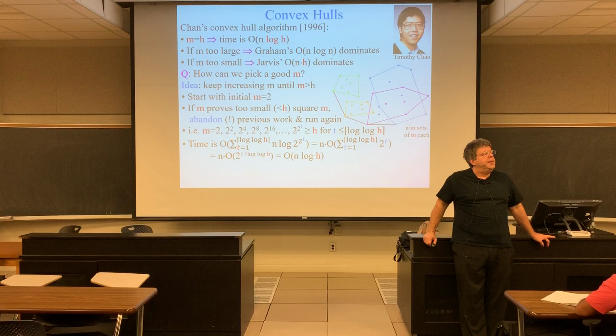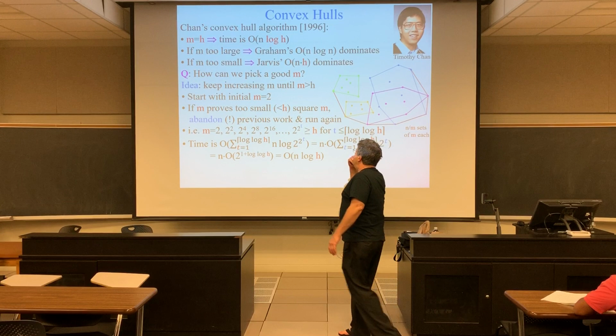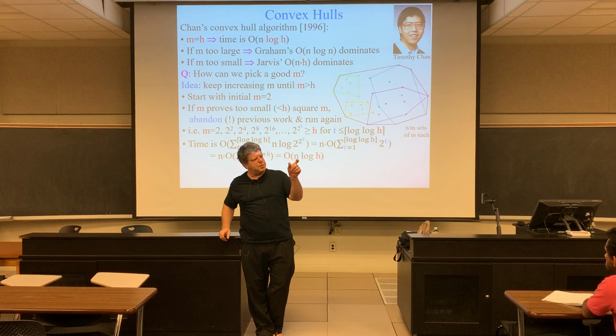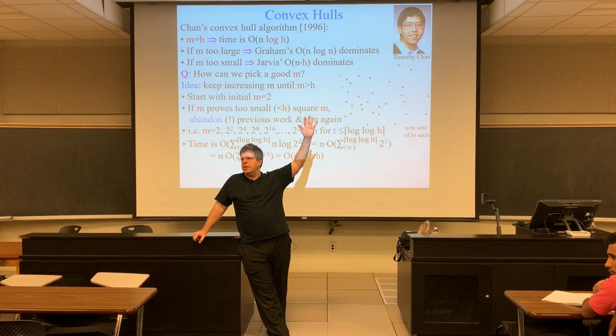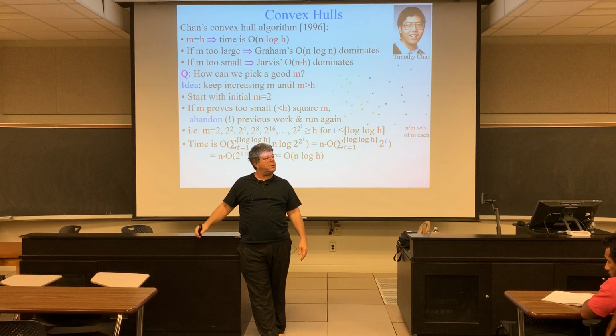Good question. He says, why do we start with m equal to 2 if 2 points cannot make a convex hull? Well, can they make a convex hull? Can the convex hull just be 2 points? How many say the convex hull cannot be just 2 points? How many say the convex hull may be 2 points in some cases? Okay, we've got a split vote, so it's a good question. Well, which one is it? 2 points or never 2 points?